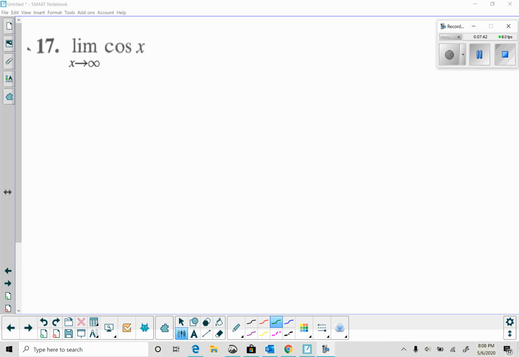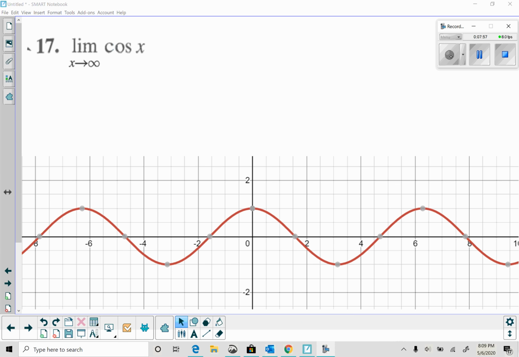Number 17. What is the limit as x approaches infinity of cosine of x? Wait a minute. We know the cosine graph, don't we? Through the magic of Desmos, boom! Cosine x. Again, we know cosine of 0 is the maximum. It's just the basic one. We didn't mess around with amplitude, let alone phase shift. Thanks be to God. At 0, it's 1.